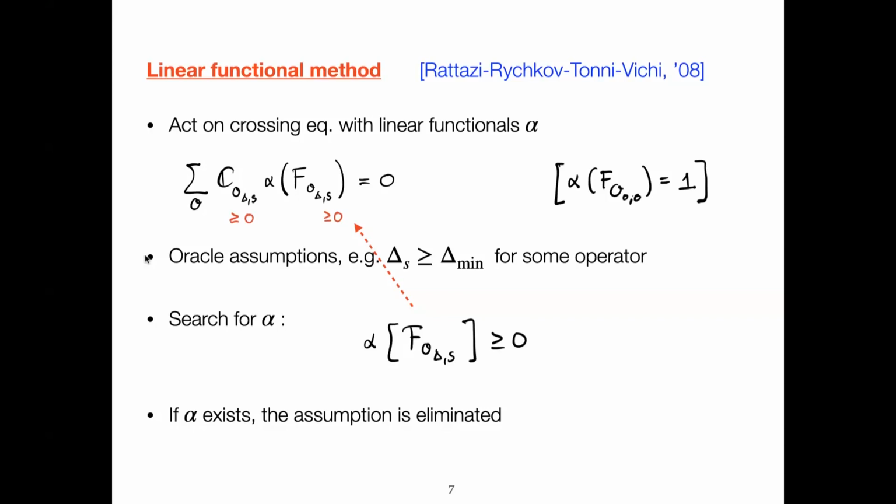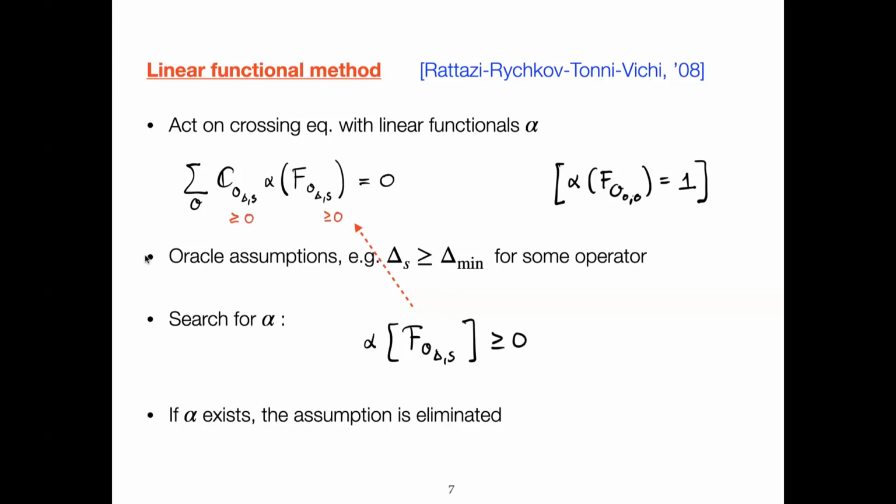By the way, I should emphasize here that finding these linear functionals is converted into a convex optimization problem at the end of the day. Now, what is nice about this method? The nice thing is that this gives you rigorous results. Once you make an assumption and you eliminate it, you know that it's eliminated.